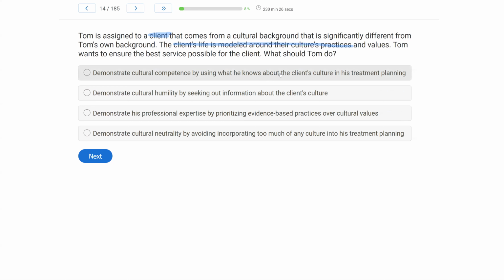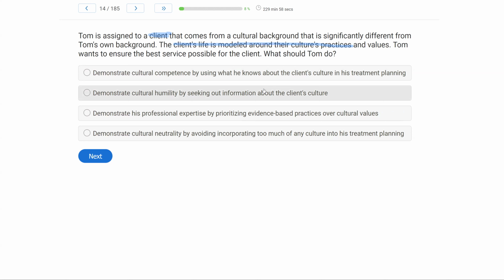A is not a bad answer, but is there a better way for Tom to treat his client, considering how different this background is from his? B, demonstrate cultural humility by seeking out information about the client's culture. Yes, that's what Tom should do. Just because Tom uses what he knows about the client's culture, what does Tom know? How much does Tom know? We don't know. The better way is, hey, let's seek out information about the client's culture.